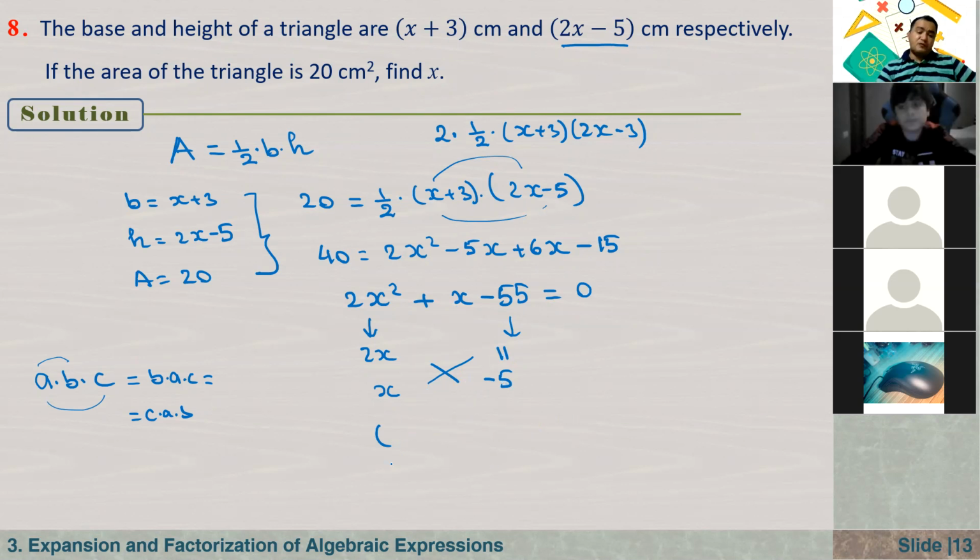Now from the first one, 2x plus 11 equals 0, so x equals minus 11 over 2. Or from the second one, x equals 5.